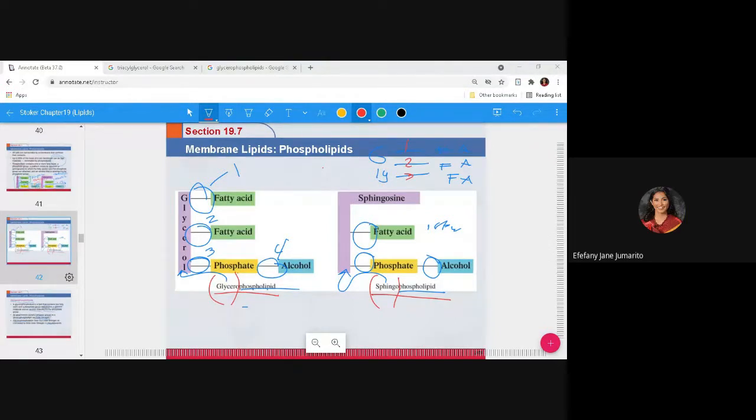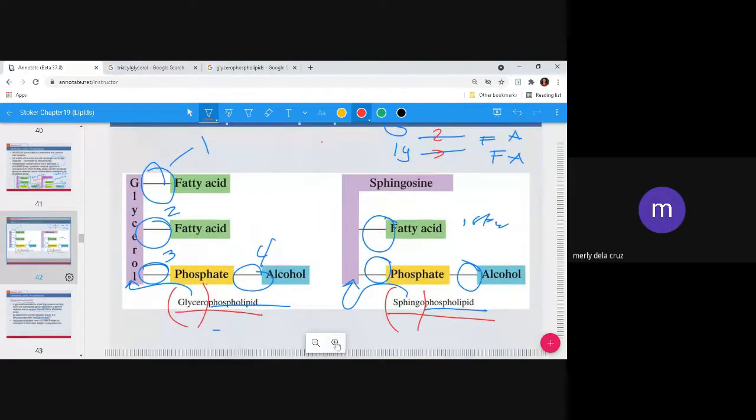Yes. Marley, what's the difference between glycerophospholipids and then sphingolipids? Glycerophospholipids, ma'am, has three fatty acids and sphingo has one fatty acid, ma'am. How many fatty acids does glycerophospholipids have? Four, ma'am. Four? Where do you get four? When you count this one, fatty acid, two fatty acids. Is this a fatty acid, the phosphate? Is this also a fatty acid, the alcohol?